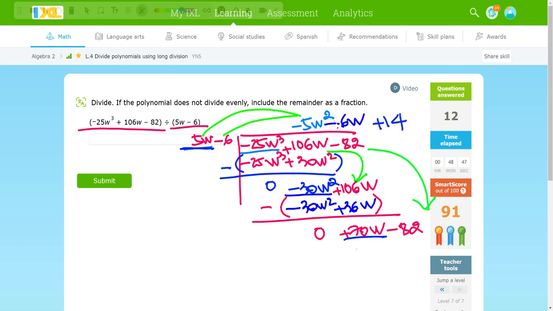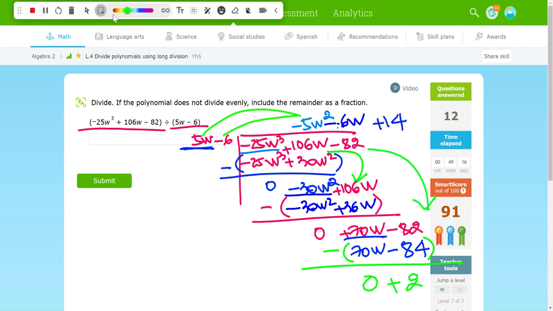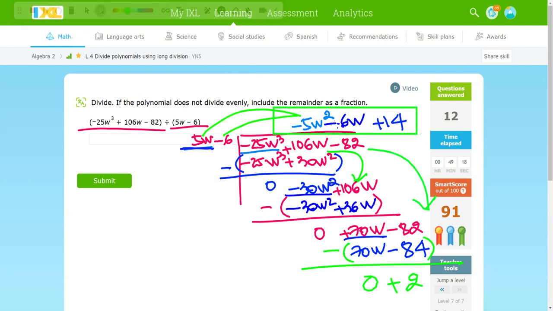14 times 5w becomes 70w. 14 times negative 6, that becomes negative 84. That's it. All right. So now put in parentheses and then subtract. Okay. So as you can see, no more w part. Negative 82 plus 84 becomes plus 2. Okay. So here's your answer. This is your answer. And number 2 is your remainder.